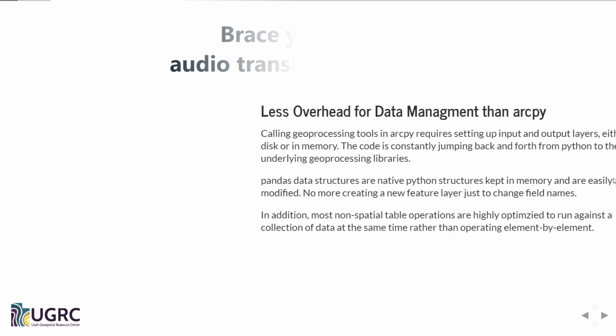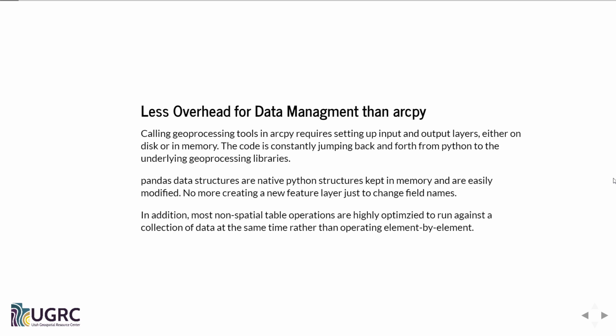Second is there's a lot less overhead for data management than ArcPy. If you've ever used ArcPy, you have to go in, you have to create a feature layer, maybe you're storing it to scratch or in memory. You have to keep setting that up, breaking it down. There's a lot of processing time involved with setting those up and breaking them down. Pandas is all in memory. You load your data frame, it sits there in memory, you can operate on it, and you never have to write anything to scratch or to disk or anything like that. So it's much faster. There's a lot less boilerplate code that you have to write.